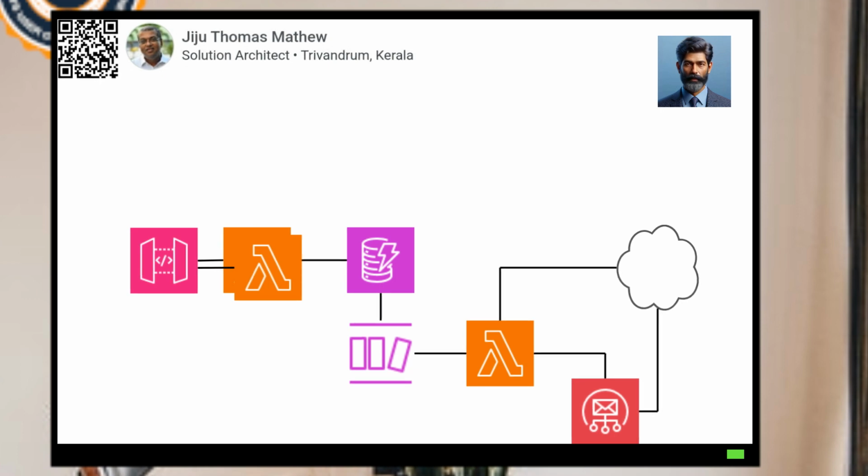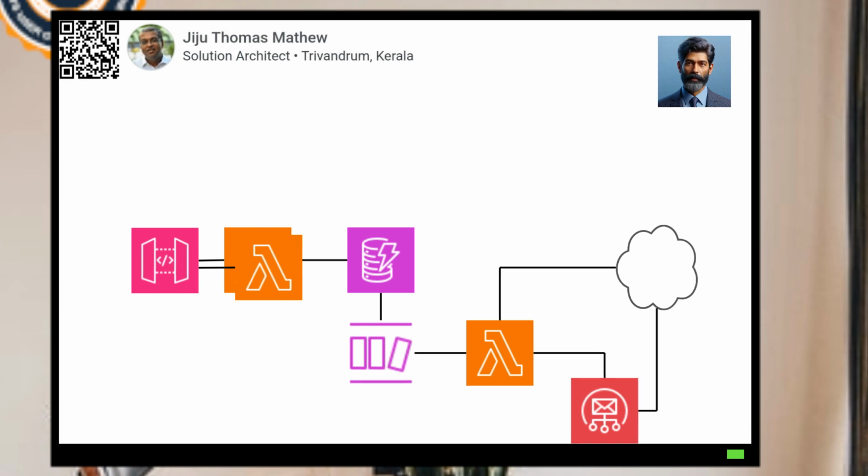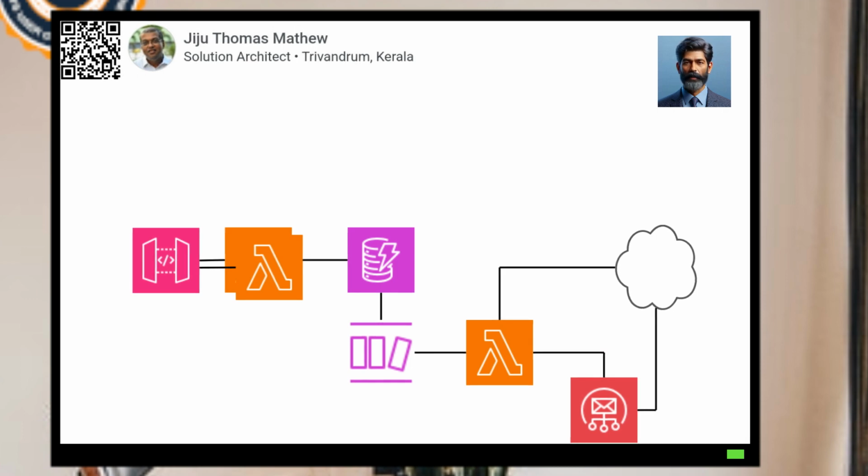Today's architecture to decode is shown on the screen. This is another submission by Jiju Thomas Mathew, an expert in architecting complex solutions on AWS. Scan the QR code displayed near his avatar image to find him on Google search. Let's analyze the architecture for validating email and mobile using the OTP method on AWS serverless.